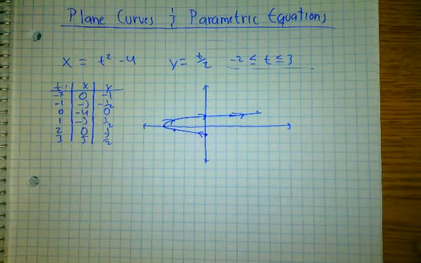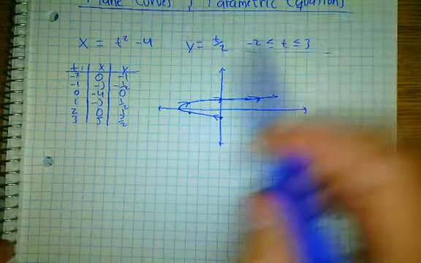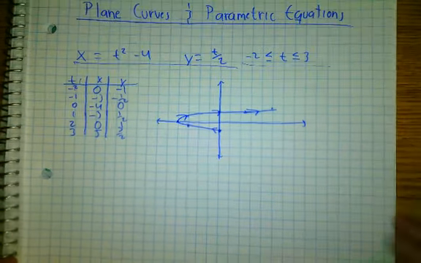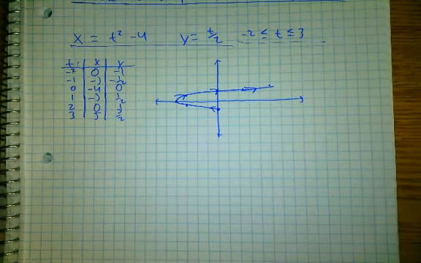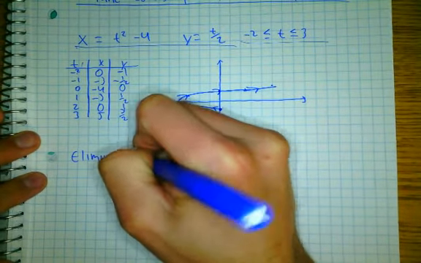Okay? So I think you should be pretty successful at recreating this on your own when you try the homework tonight. The second thing that I'm going to ask you to be able to do is to take a set of parametric equations, for example that one, and do something called eliminate the parameter.